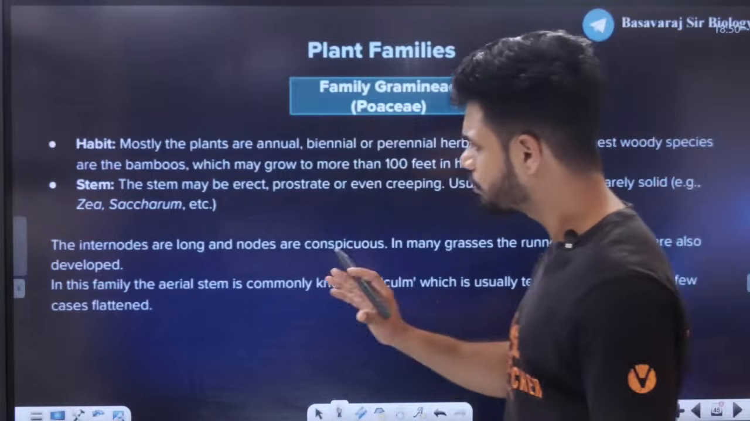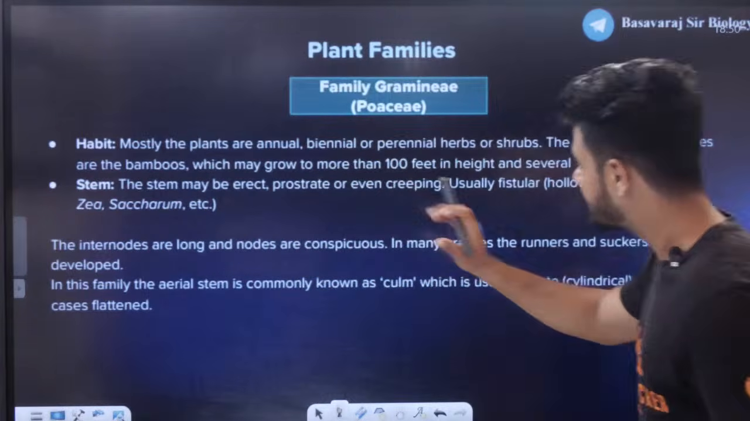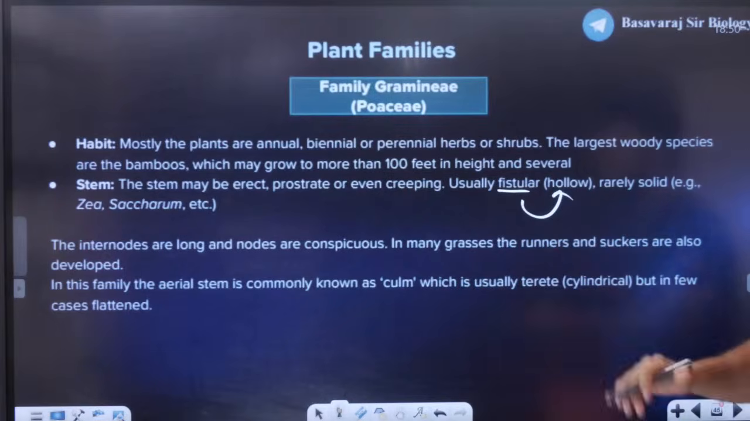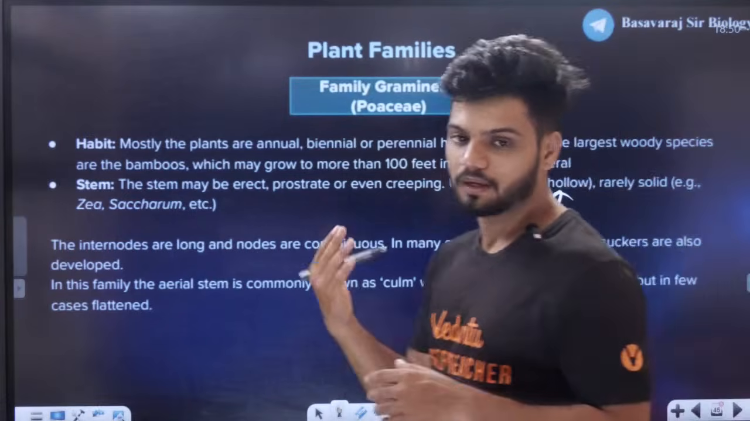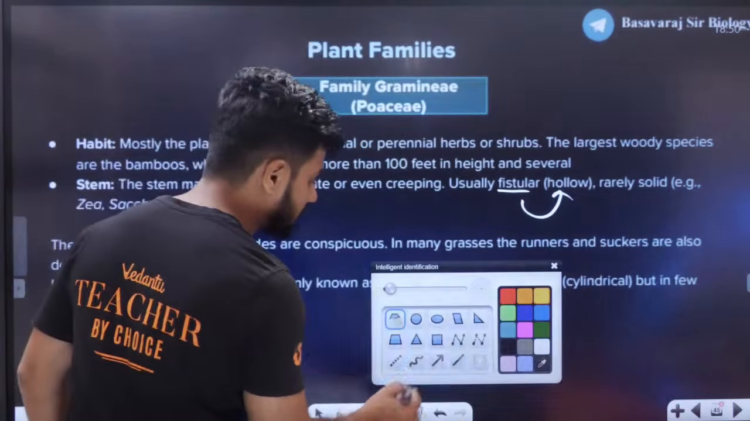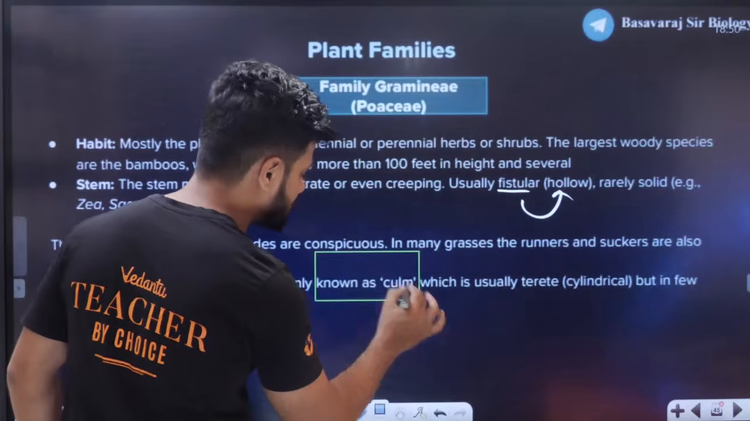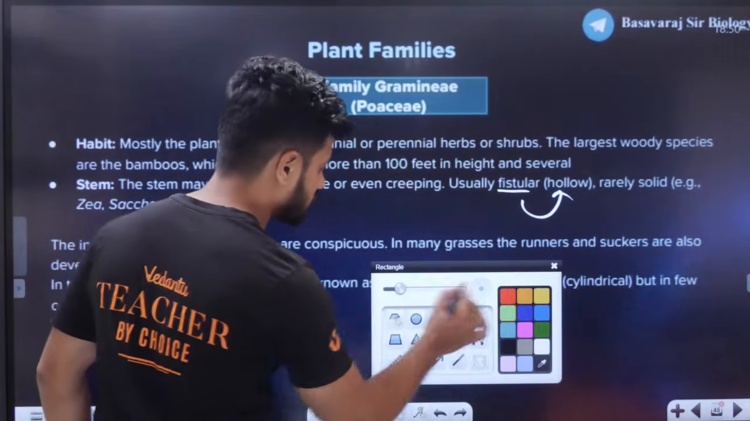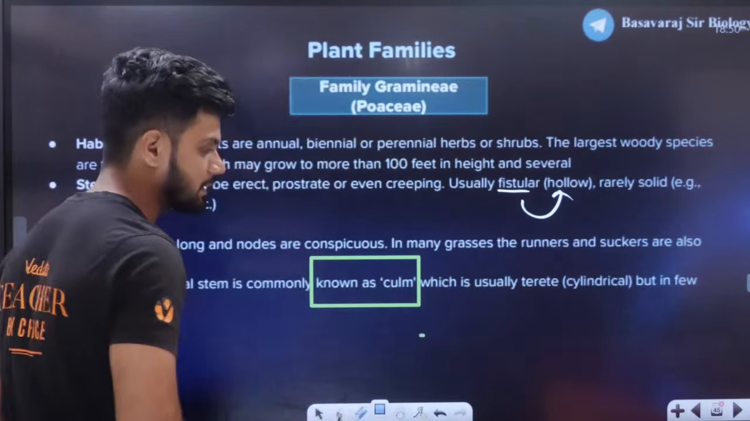Okay. Now here let me tell you about the stem. The stem may be erect, prostrate, or even creeping here. It is fistular, meaning completely hollow in nature, rarely solid. Now here the aerial stem is called the culm. The aerial stem found in this family is called the culm here. Remember that, aerial stem.